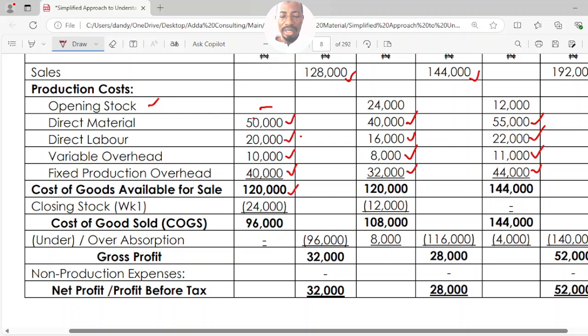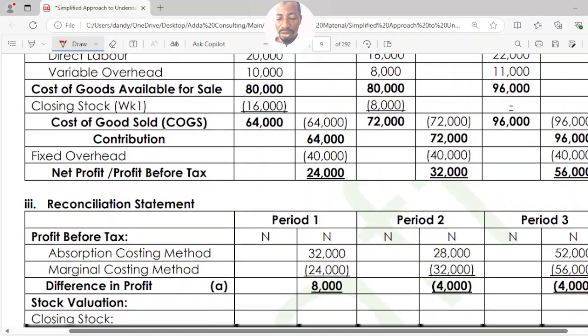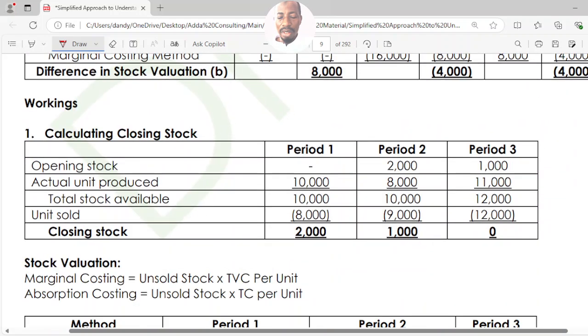So I need to go and calculate closing stock now, because it will not be given to you directly in the question. You are the one that will compute the closing stock. So let's go and do the working for closing stock. Now, remember the formula I gave to you: whenever you want to compute closing stock, closing stock is equal to opening stock plus actual production for that period, less units sold. The difference will give you the units unsold.